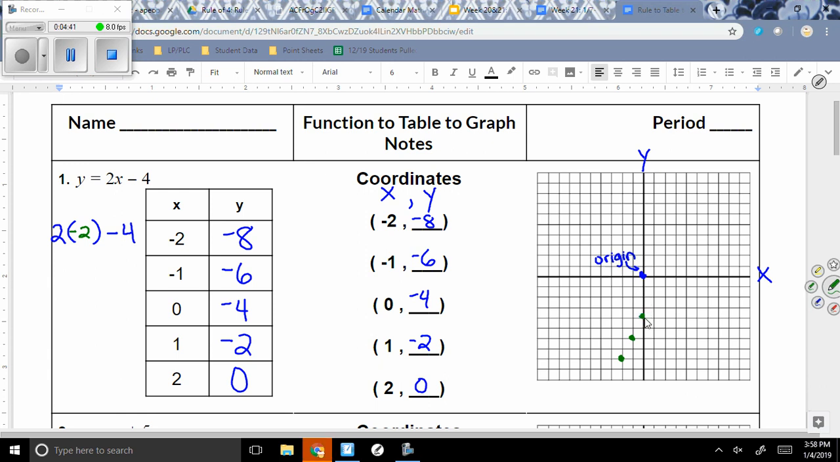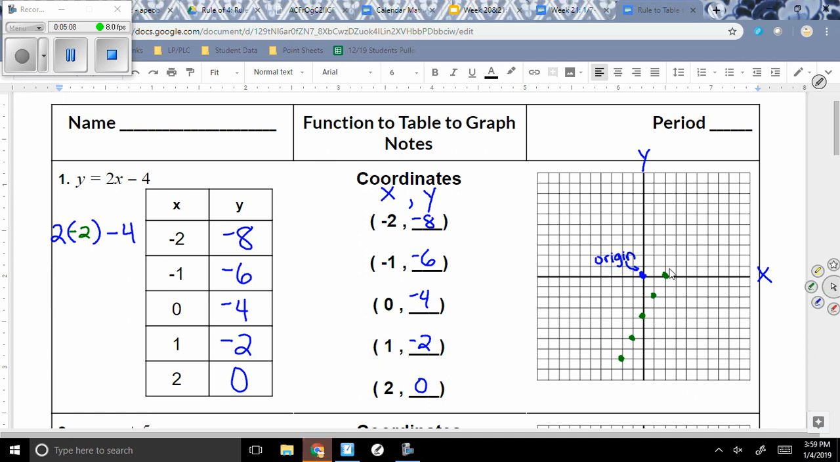All right, last point that I found was 2, 0. So from the origin, now that I have a positive 2, I'm going to move right 2 spaces. And then since it says 0, I don't need to move up or down. I'm just going to make my dot right there. Oh, it looks like I missed one of my dots. 1, negative 2. So let's go ahead and do that. So right 1 and then down 2 spaces, make that last dot.